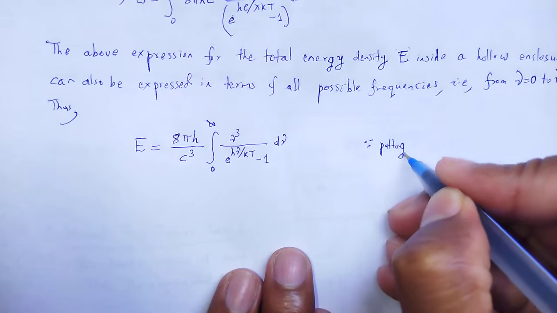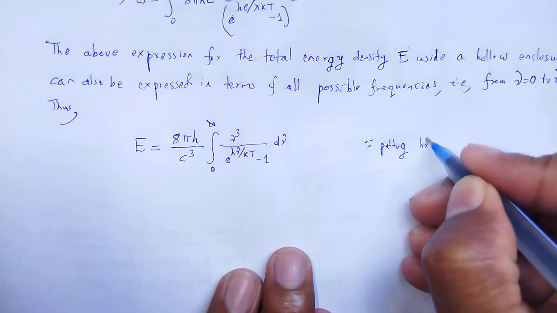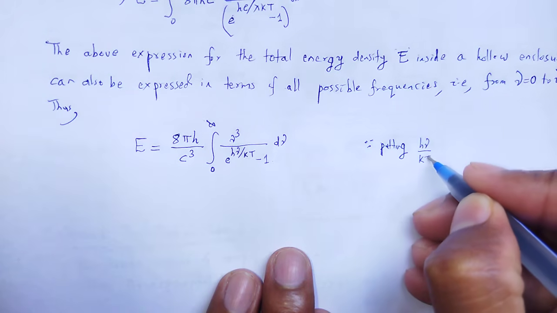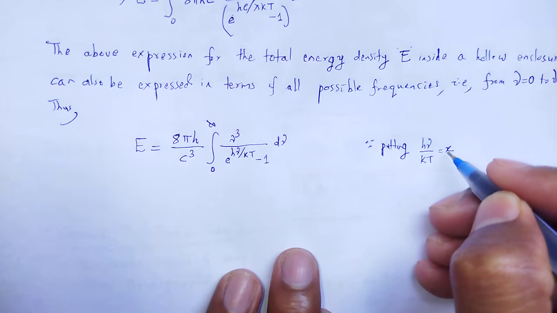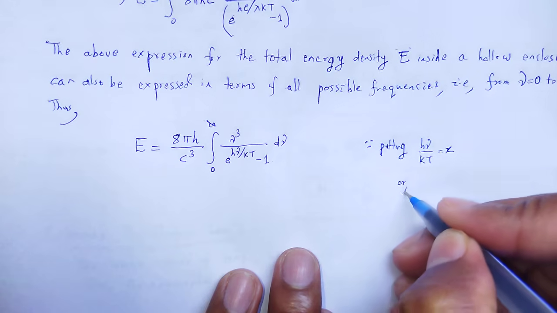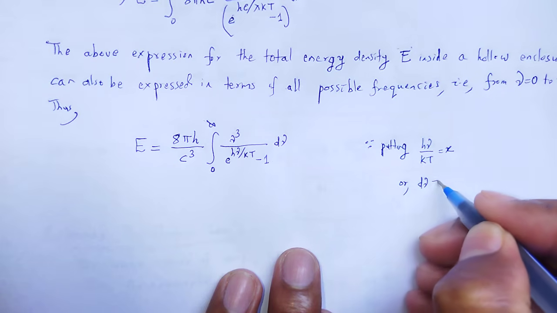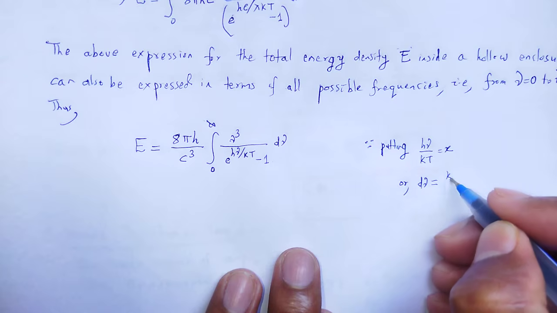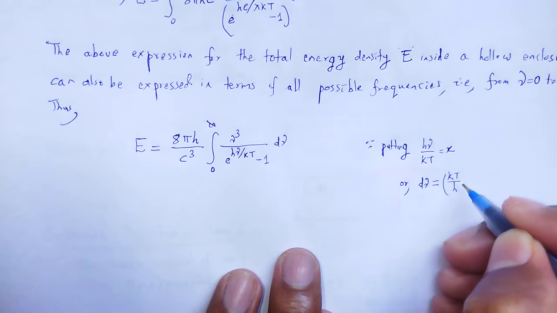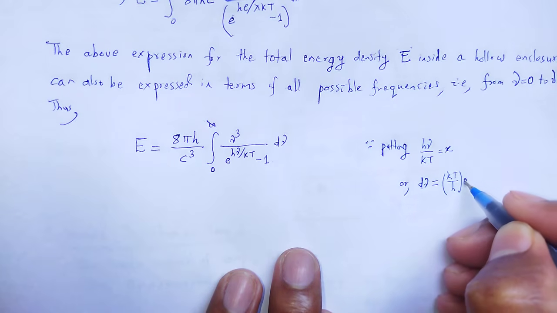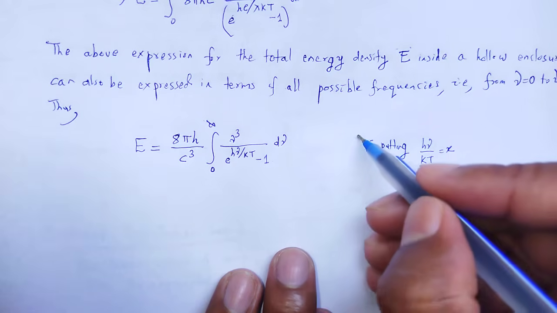putting h nu by k t is equal to x. Therefore, differentiating it, we obtain d nu equals k t by h dx.